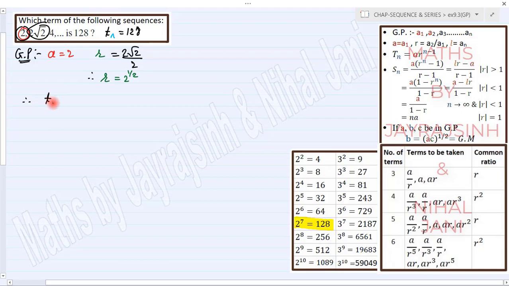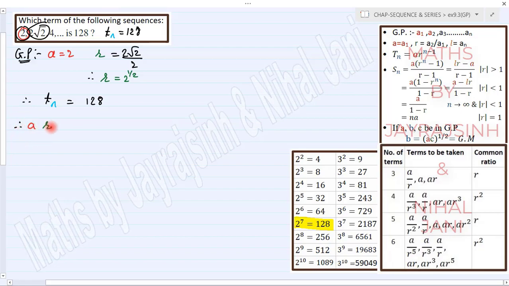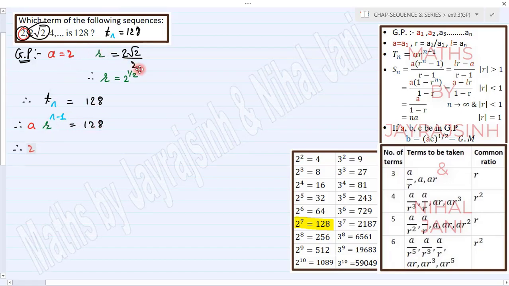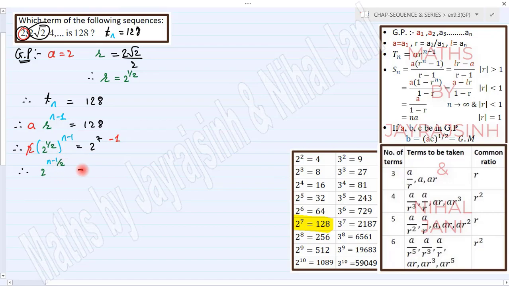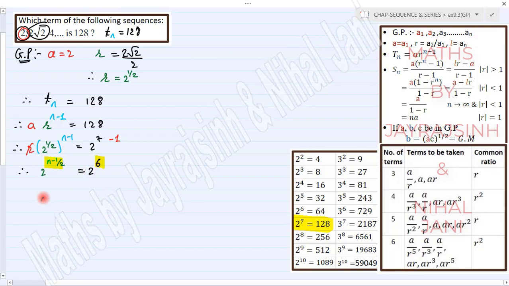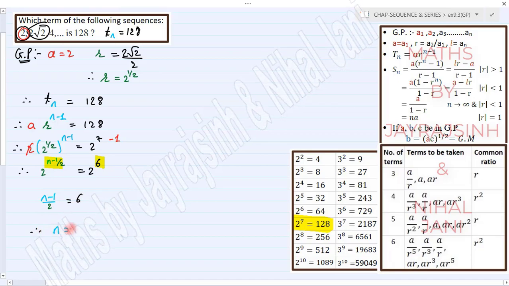Now, let's try to find the number of the term which is 128, and for that we are going to use the general form of the nth term, where A is 2 and R is 2 raised to 1 by 2, and 128 is actually 2 raised to 7. Now here we can reduce 1 power of 2, so we'll get 2 raised to (n minus 1) by 2 is equal to 2 raised to 6. By comparing the power of 2, we will get (n minus 1) by 2 is equal to 6, which will give us n is equal to 13.